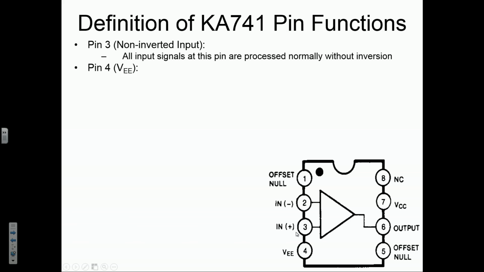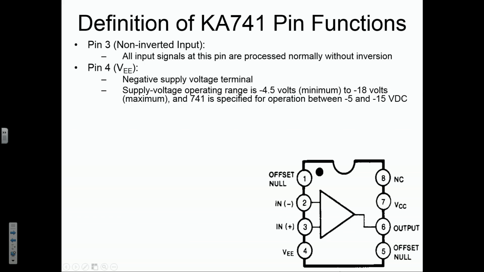Pin 4 is VEE, that is the negative supply voltage terminal. And again, we would be seeing this as a dotted line input on that earlier diagram right here. Supply voltage operating range is minus 4.5 volts minimum to minus 18 volts maximum. Okay, so at this one, this is the negative supply voltage terminal. We have to have between minus 4.5 volts up to minus 18 volts. 741 is specified for operation between 5 and 15. So really, if you're up at the 18 volt or down below the 5 volt range, you're sort of outside of specs.